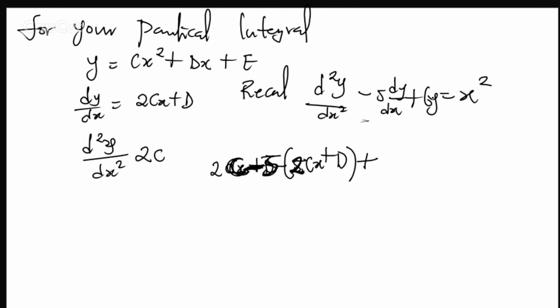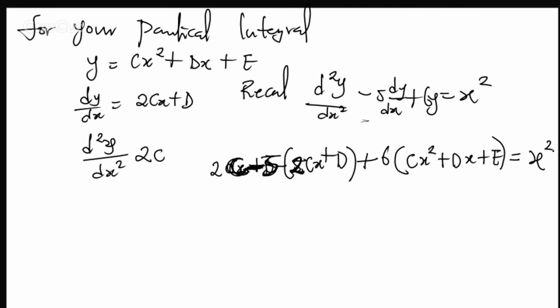Remember, this is 6y. And what's your y? Your y is cx squared plus dx plus e. So you have 6 brackets, and this equation is equal to x squared, which is showing us that our equation is non-homogeneous.